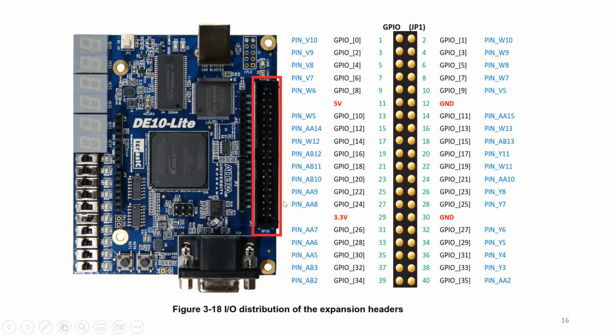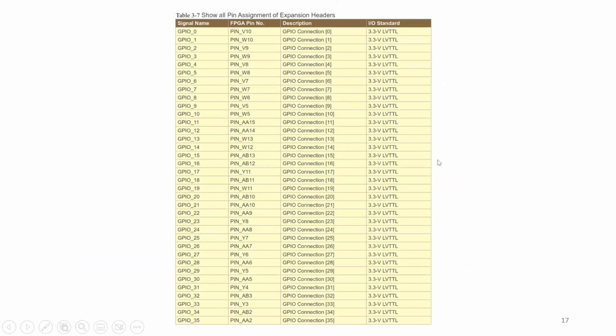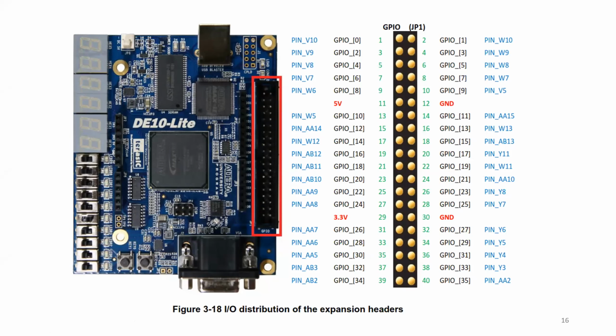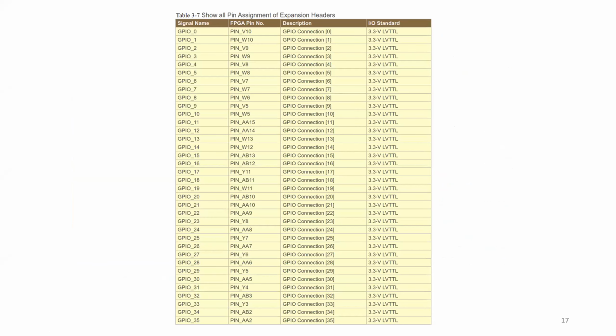The general purpose input output, we said 2 times 20 on both sides. So we have those, and we have, of course, the pin number and how to use them. This is a detailed description of the 40 general purpose input output. It can work as input, it can work as output.